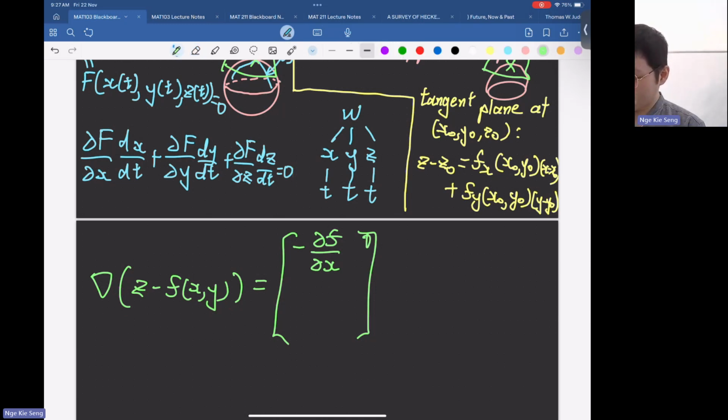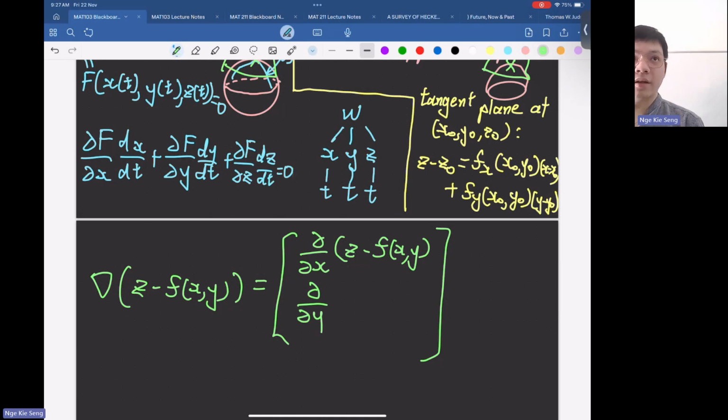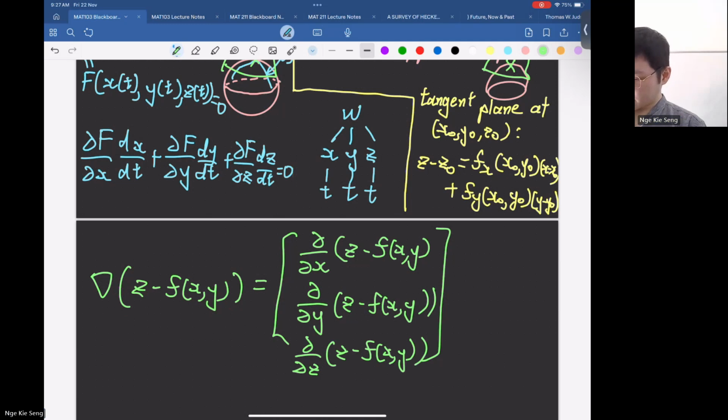Okay, so maybe I write more stuff down here. So 1 is partial over partial x of z minus f(x,y). Next, partial of z minus f(x,y) over partial y, and then partial of z minus f(x,y) with respect to z. Okay, so this is the gradient of this function. What's the answer?